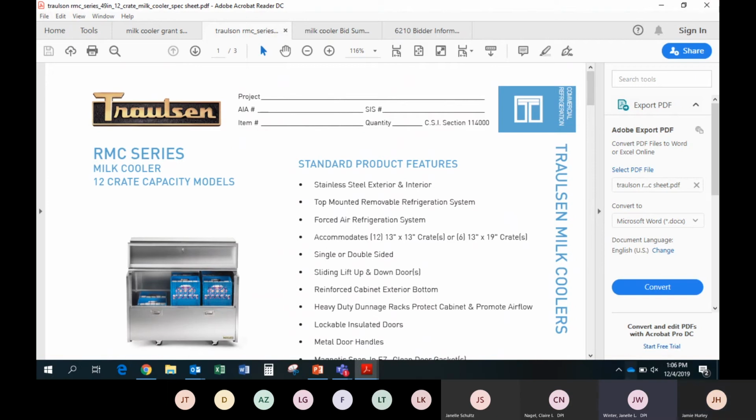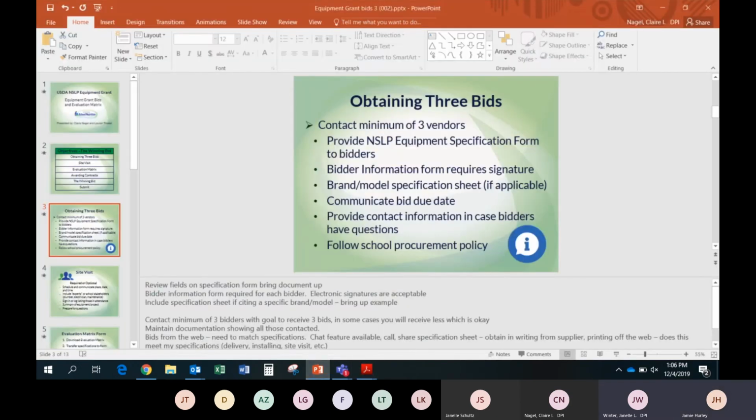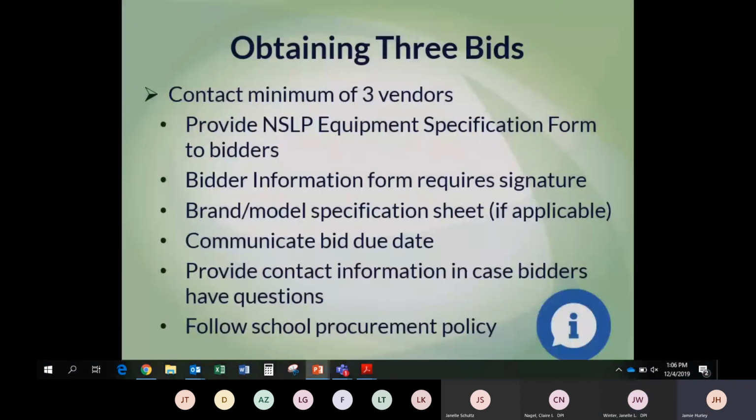And then it's really essential also that you include the due date in your communication with those that you are sending out a bid request to. While this is on the specifications form, we're encouraging you to also include this in whatever communication you're giving to them, so that they're real clear on when the bid is due by. Also, providing contact information in case they have questions is really essential. That's also on the specification form, but it's good to put that up front so that they don't have to search for that information.